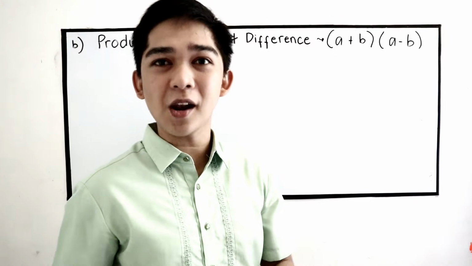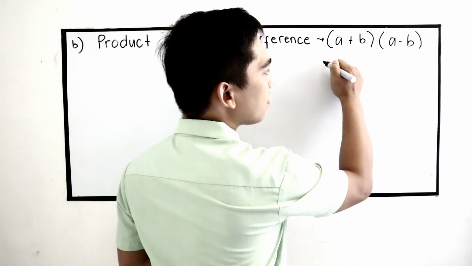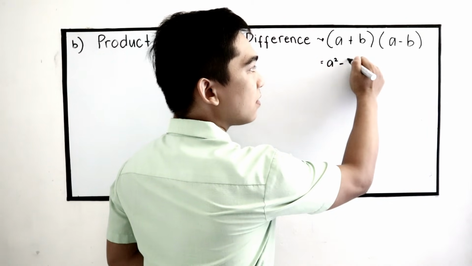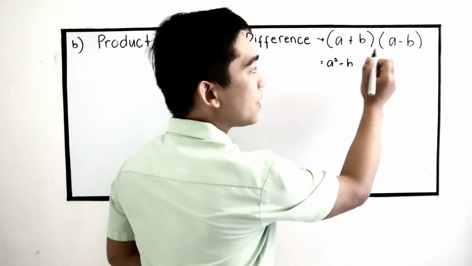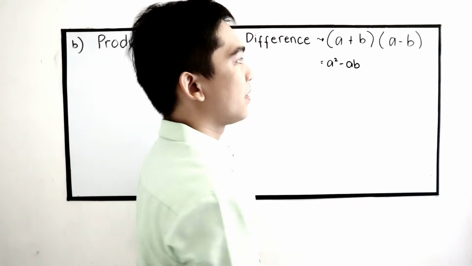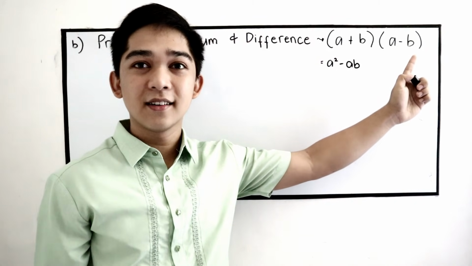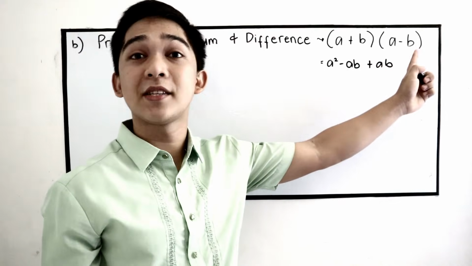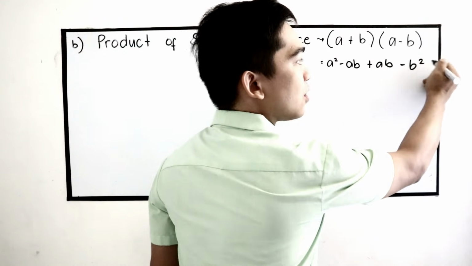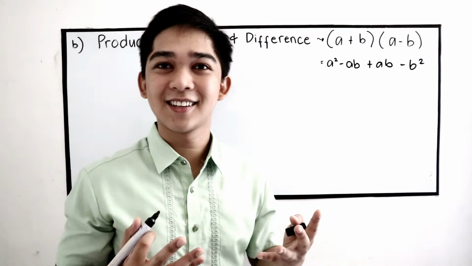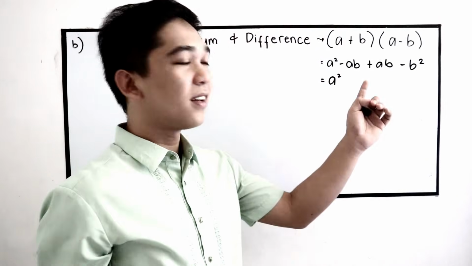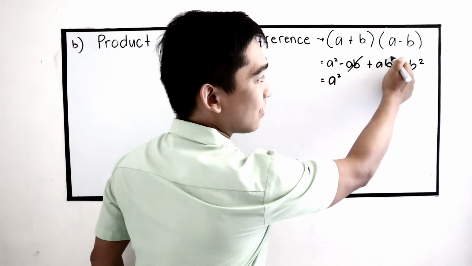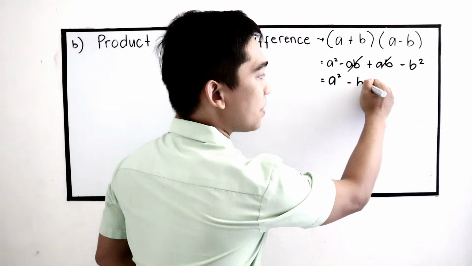If you're going to use the FOIL method, let us try it. A times A, that is A squared. A times negative B, negative AB. Next, B times A, that is positive AB. And B times negative B, that is negative B squared. Combine like terms. So we have A squared. Next, negative AB plus AB, that will be cancelled out. And just copy negative B squared.